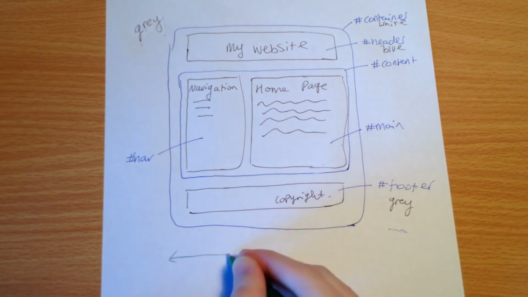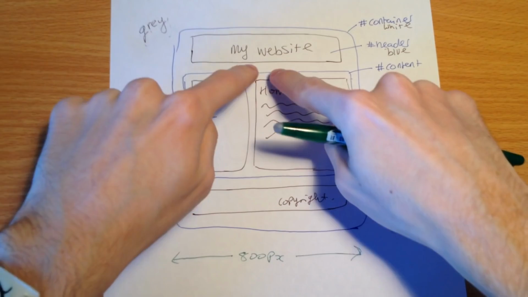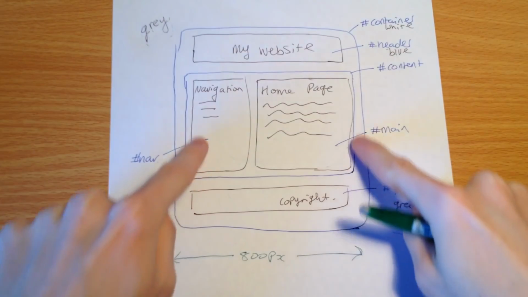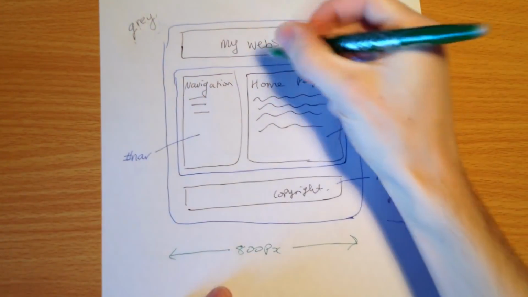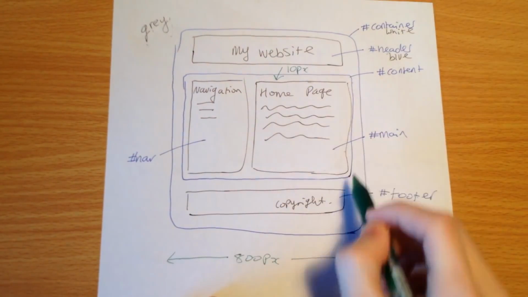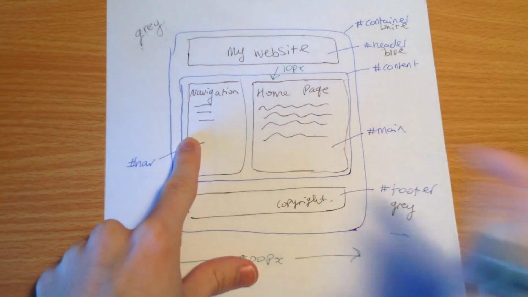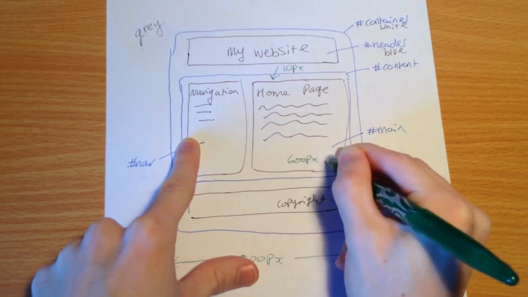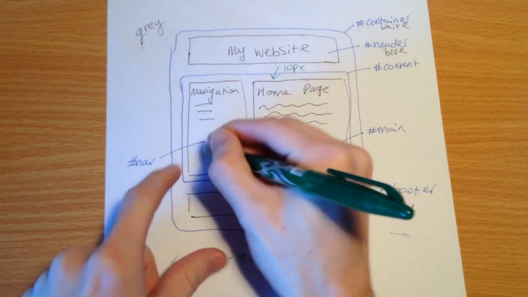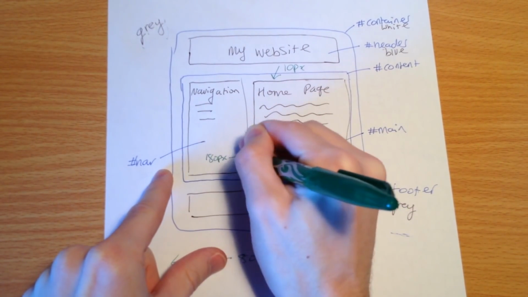I want the whole thing to be 800 pixels wide. I want the content to have 10 pixels of padding around the outside. So this space here, I want 10 pixels. Which leaves 800, subtract 10 and 10, 780 pixels for the content. If I want main to be 600 pixels wide, this leaves 180 pixels for navigation.